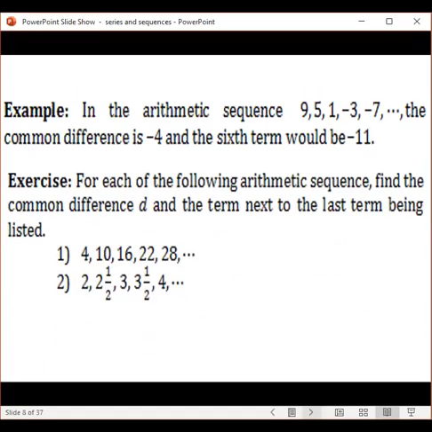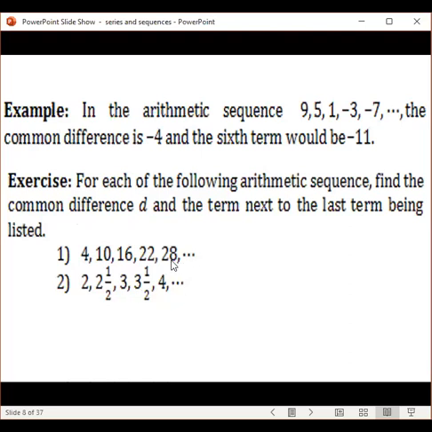How about this? So again, let's check. We want to find the common difference and the next term from the last term being listed. For number one, we have 4, 10, 16, 22, 28. What do you think is the common difference? So the common difference would be 6, that is 10 minus 4 is 6, 16 minus 10 is 6, 22 minus 16 is 6, and so on.